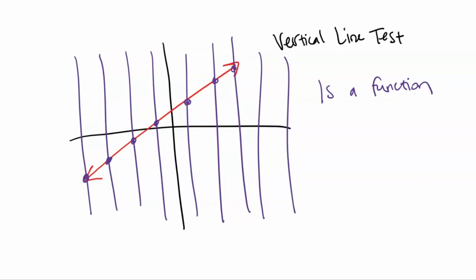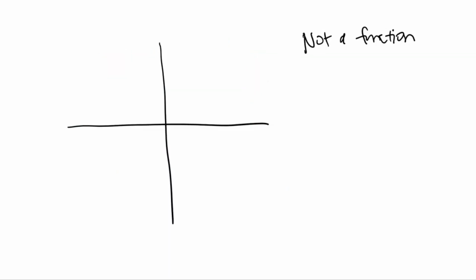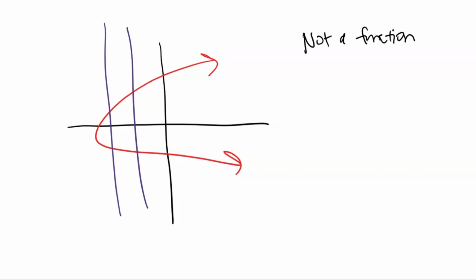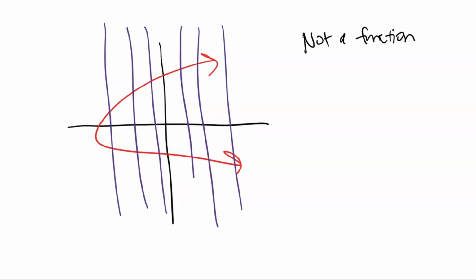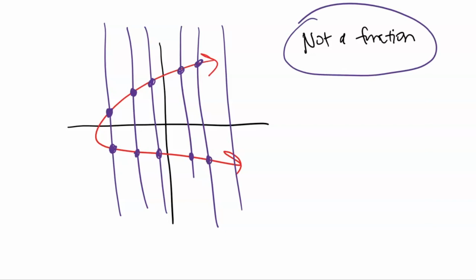Now let's look at an example that is not a function. If a graph is not a function, it will not pass the vertical line test. So we could have something like this, where if I draw vertical lines on the graph, you can see that these purple lines cross the red shape not once, but twice. If it crosses more than once, then that would not be a function. It fails the vertical line test.